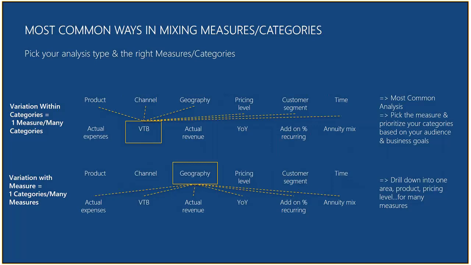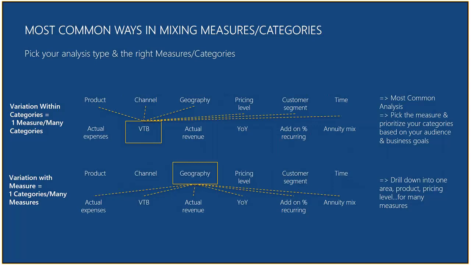When we're thinking about what we're going to put on a page and how that page is going to help us understand what is going on with our data, it helps to be deliberate in thinking about what goes on it. So one example is you would look across one measure for many categories.